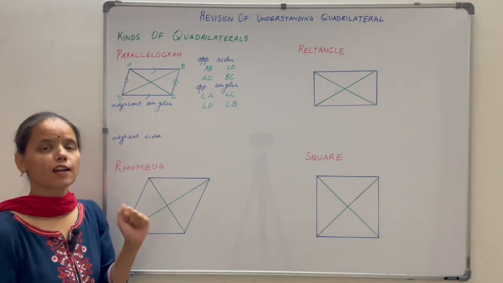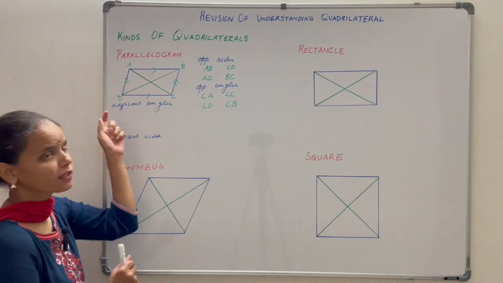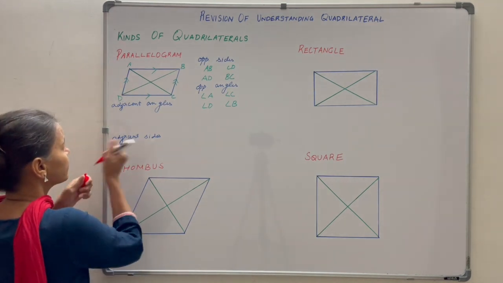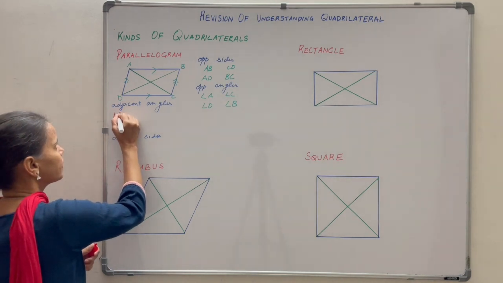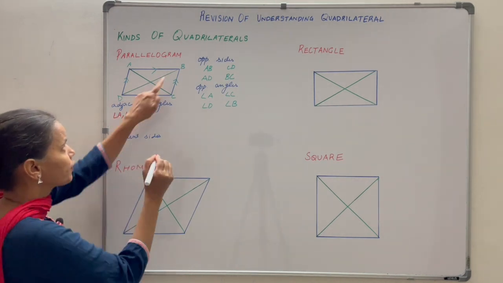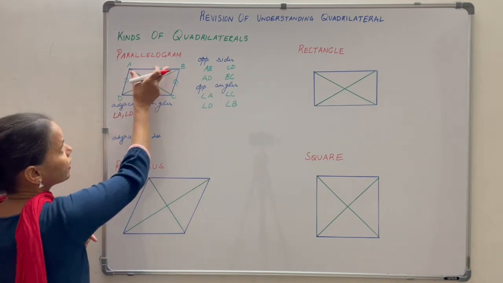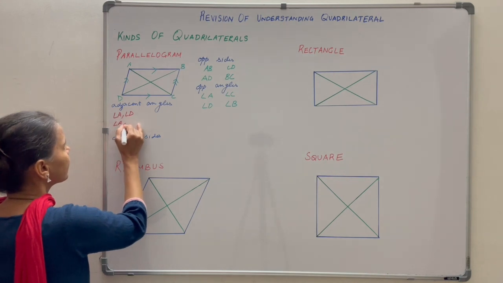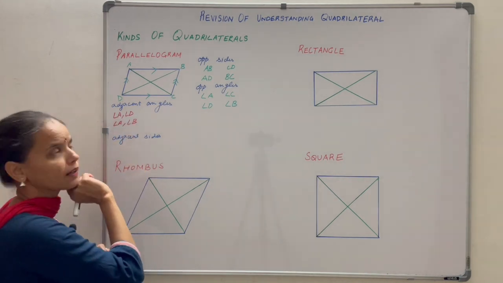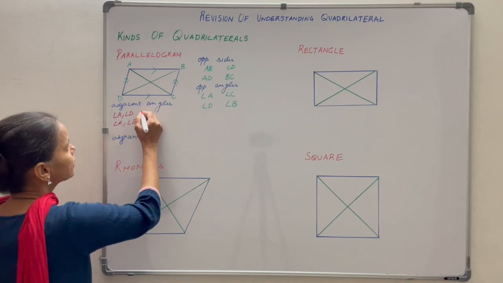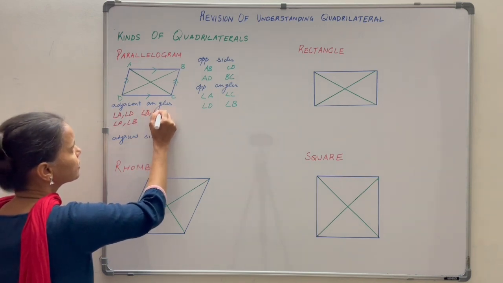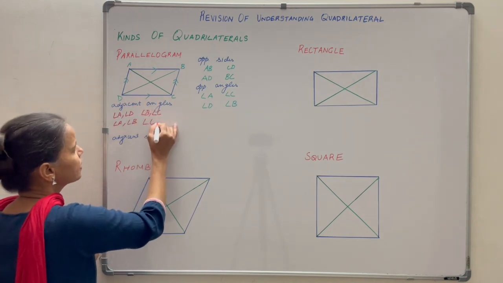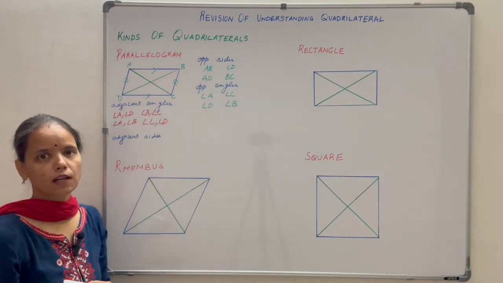Adjacent angles. Adjacent angle, as the name suggests, they will be adjacent to each other. So if you consider AD, angle A and angle D are adjacent to each other. If I consider AB, then angle A and angle B are adjacent angles. If I consider BC, then angle B and angle C are adjacent angles. Then for CD, angle C and angle D are adjacent angles.